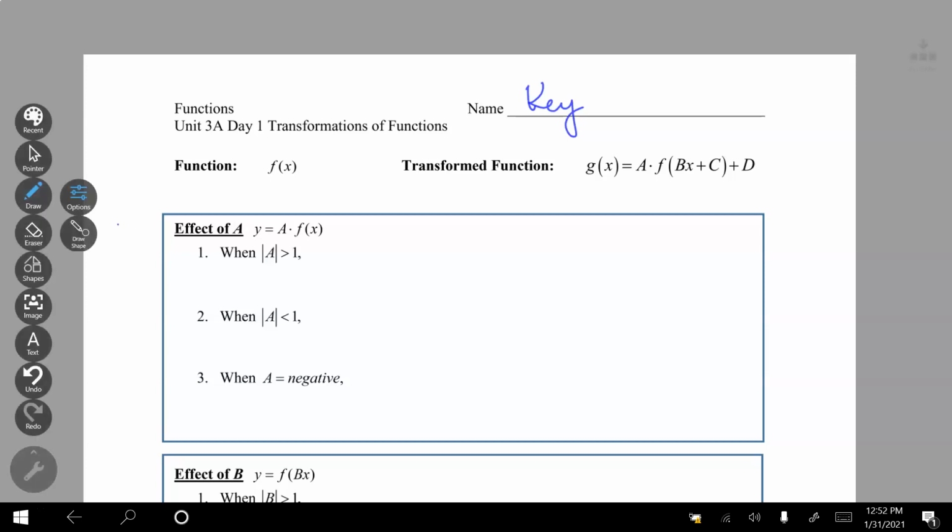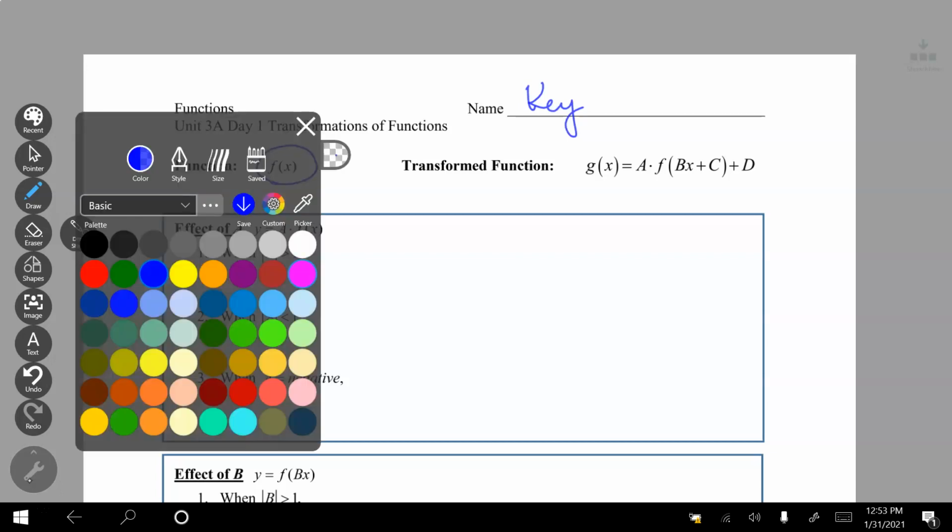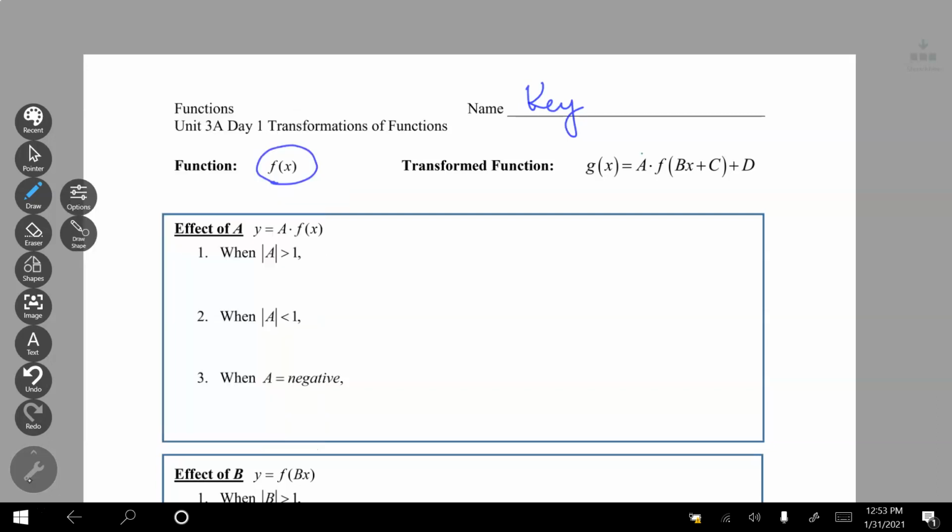So if you recall what a function is, we use f of x as a function notation. A transformed function is going to have these four letters with it. g of x is equal to a times f of (bx plus c) plus d. So there are four transformations that are possible. Our four transformations, we have to look at the letters that are being used here, and I would say A and D are on the outside of the parentheses, or outside the function.